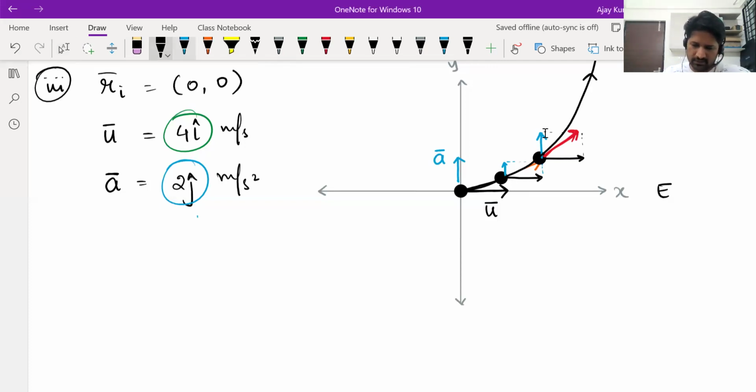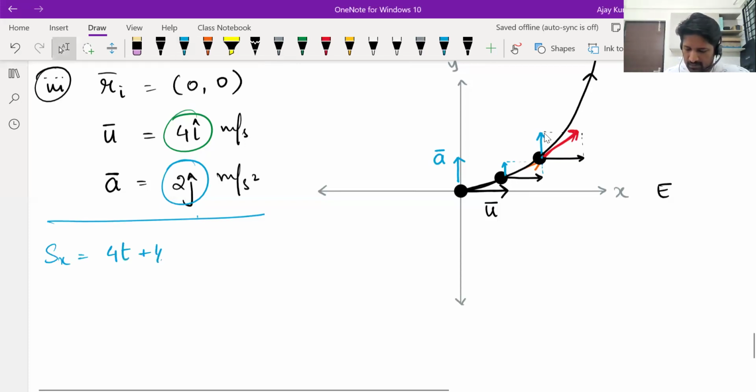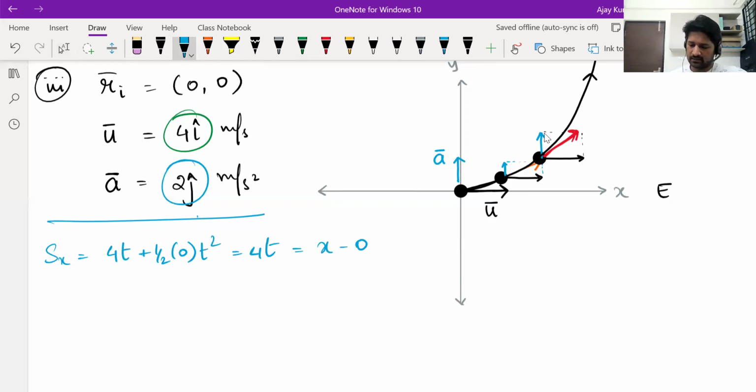Listen, all of you, I'll explain this quickly. First, we'll write displacement along the x direction. Initial velocity along x direction is 4. So u_x t plus half a_x t square, and acceleration in the x direction is 0. So that's only 4t. And that is displacement in the x direction, final x minus initial x. So we can say that x is equal to 4t. Next, along the y-axis, u_y is 0. So u t plus half a_y t square, a_y is 2. So that's only t square.